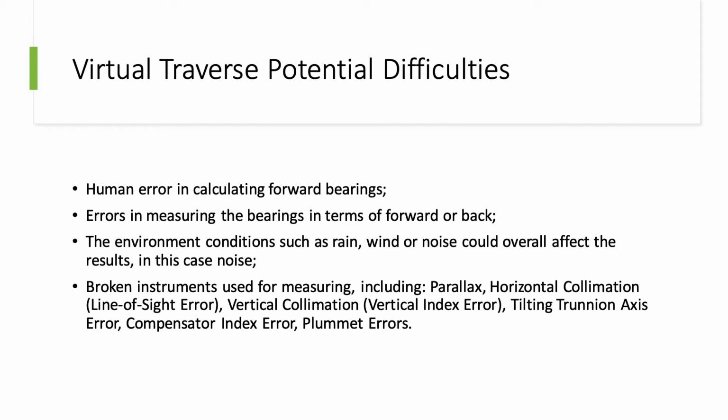Broken instruments used for measuring, including parallax, horizontal collimation, line of sight error, vertical collimation, vertical index error, tilting trunnion axis error, compensator index error, and plummet errors.